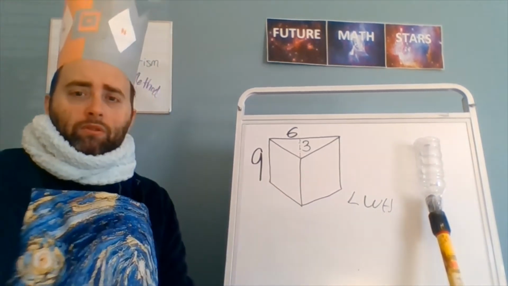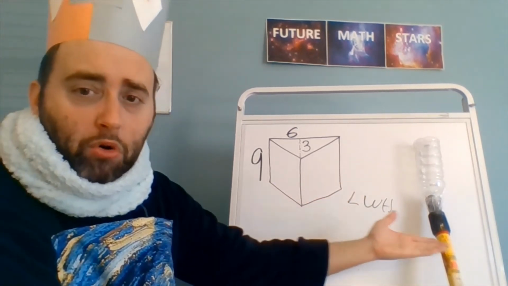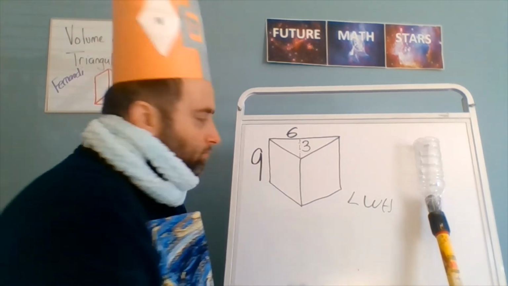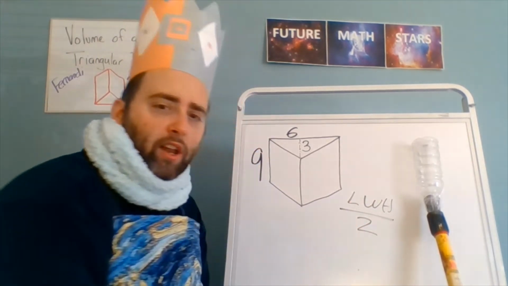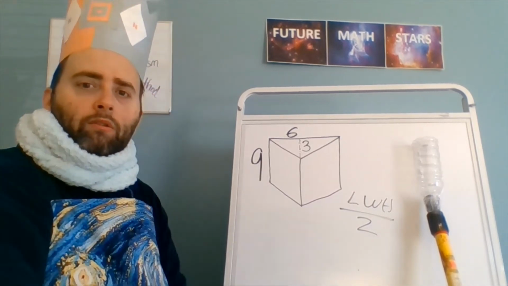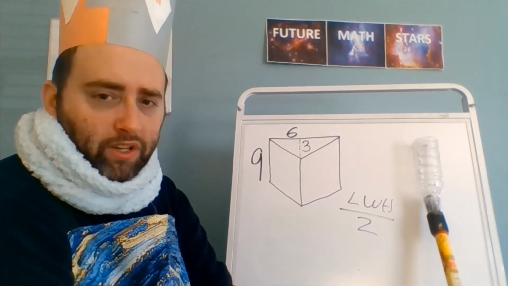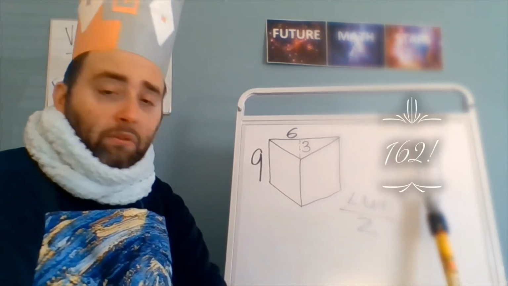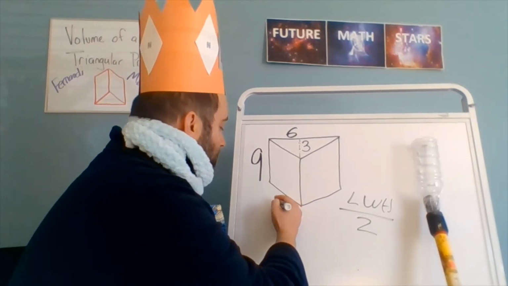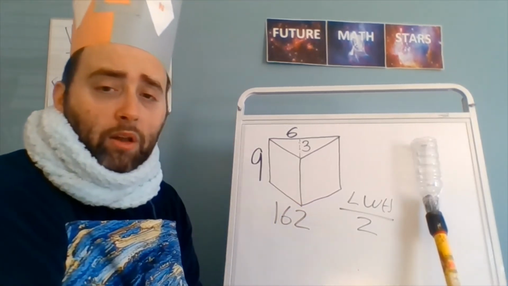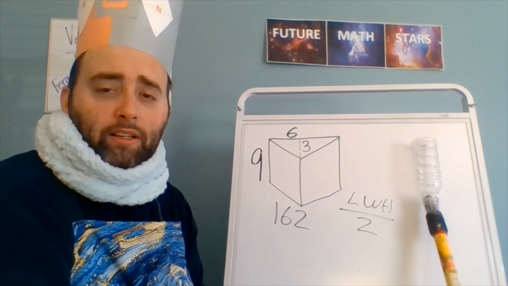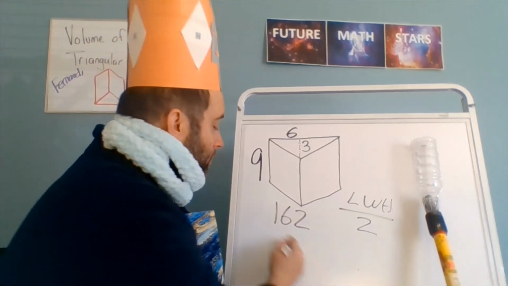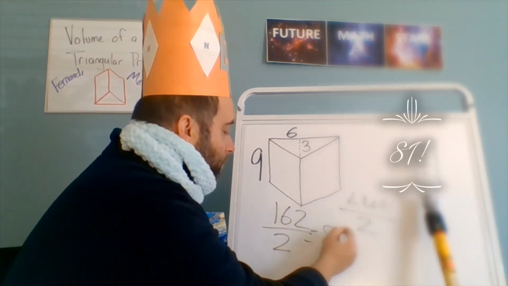If you had a rectangle, you would just multiply all three numbers. But since you have half of a rectangular prism, you multiply all three numbers and then divide by 2. So the wizard knows exactly what 9 times 6 times 3 is. It's 162. I also know what it would be if you split it in half, divided by 2, would equal 81.